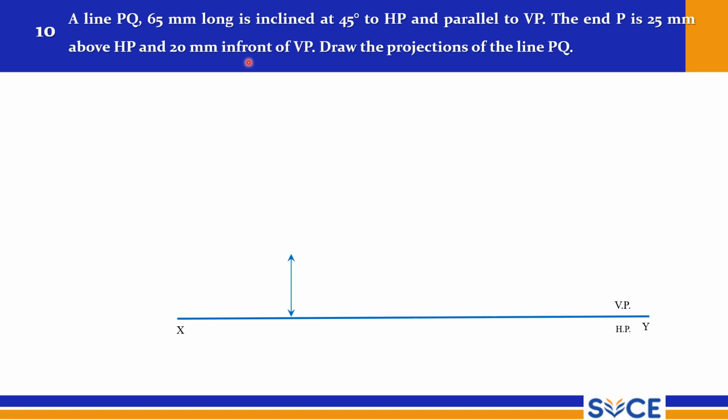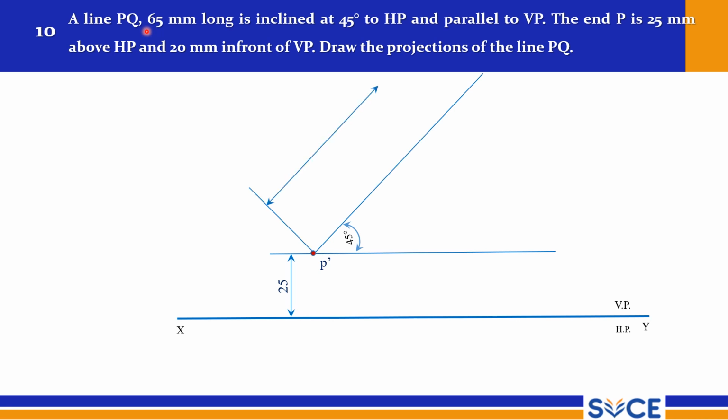So above HP is 25 mm. At 25 mm draw a line, and in the front view you can see the true length line. So at 45 degrees draw a line. On this 25 mm line, mark a point anywhere with a thin line. So mark a point P dash, and at 45 degrees with a length of 65 mm draw a line. So this is your front view, which should be drawn with thick lines.